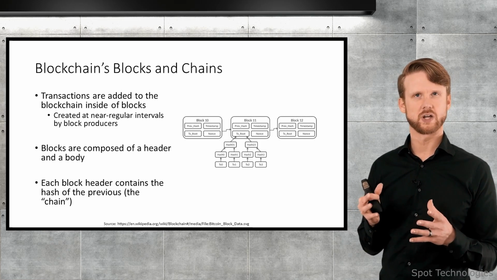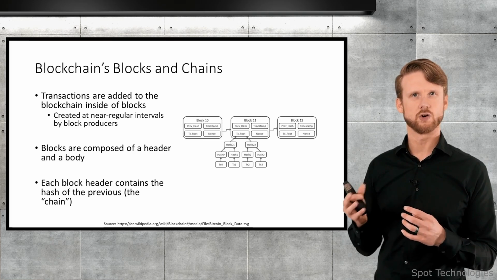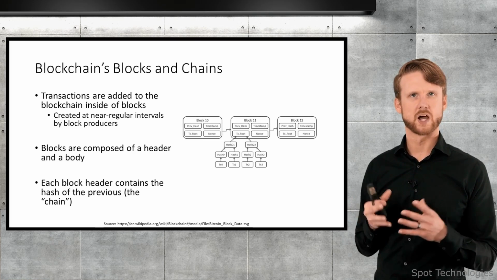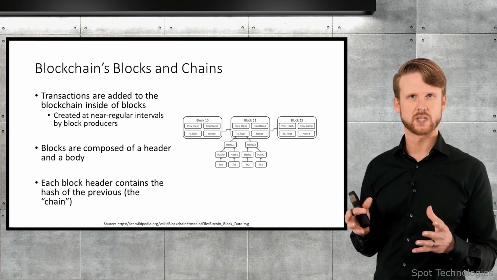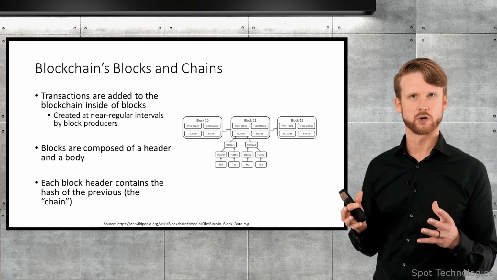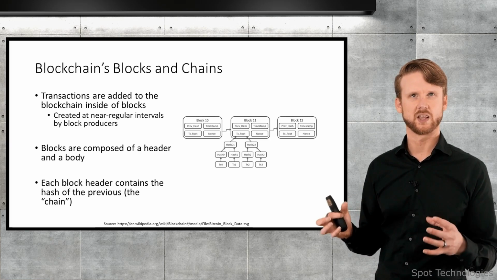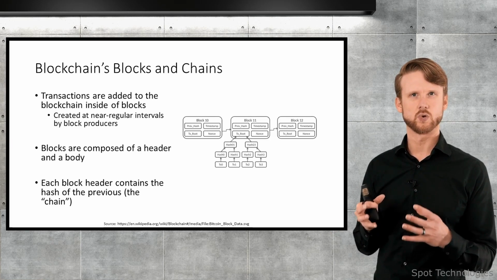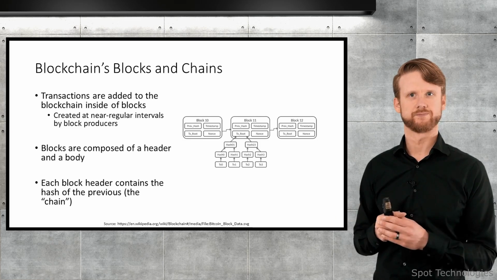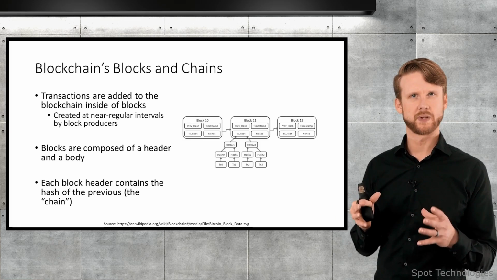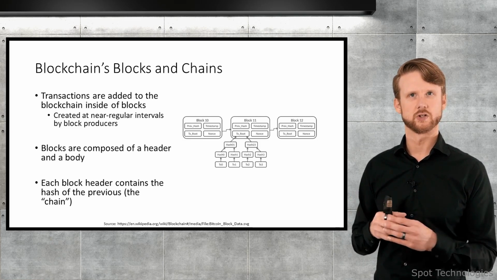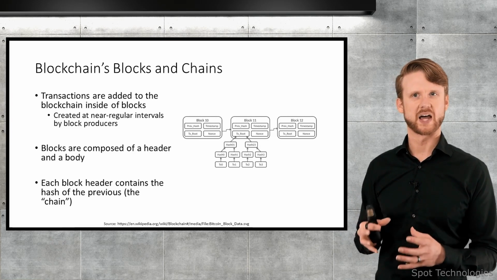And these blocks are created at regular or near regular intervals by block producers. And so these are nodes that participate in the consensus algorithm of the blockchain and are responsible for essentially creating the blobs of data that are used to update the blockchain ledger. And so these blocks have two main parts. There's a block header and a block body.